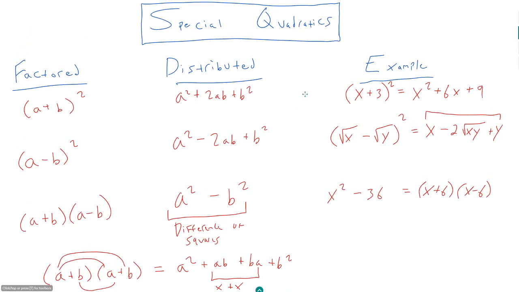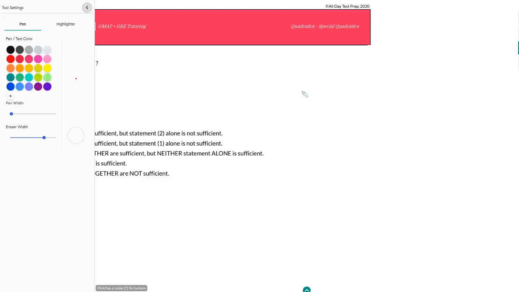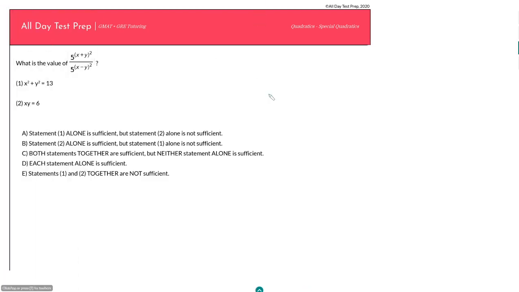Let's do a problem now, testing what we learned. What is the value of 5 raised to the (x plus y) squared over 5 raised to the (x minus y) squared? So one thing I think I said earlier was usually with quadratics, if they give you the factored form of a quadratic equation, it probably means you have to put it in its distributed form. And if they give you the distributed form, it probably means you got to put it in its factored form. So we'll do that here.